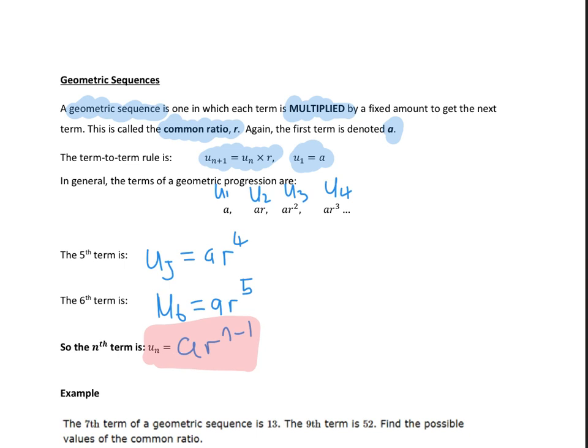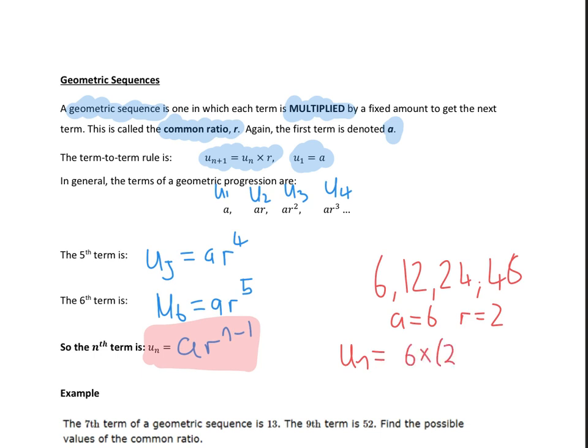So if I have a sequence, it's 6, and I'm timesing by 2 each time. So 12, 24, 48. So here a would be 6, r would be 2. So my nth term would be 6 times 2 to the power n minus 1.